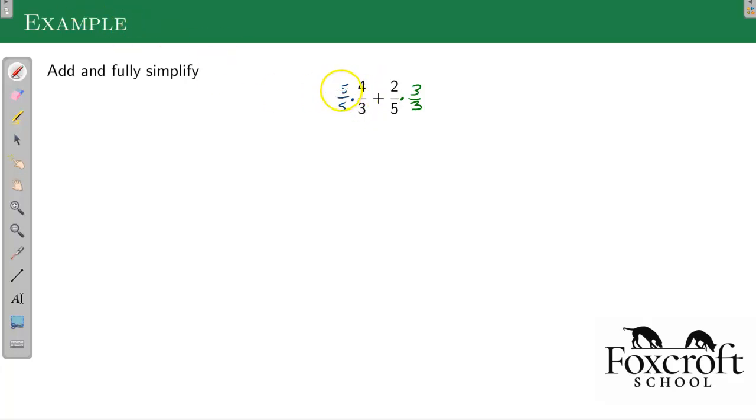And we multiply, we just go straight across, where 5 times 4 is 20, 5 times 3 is 15, 2 times 3 is 6, 5 times 3 is 15. All right, and that guarantees that these are a common denominator on the bottom, and now we add the 20 plus the 6. And at the end, we just want to see if we can simplify. 26 isn't divisible by 5 or 3. So this would be our final answer, 26 over 15.